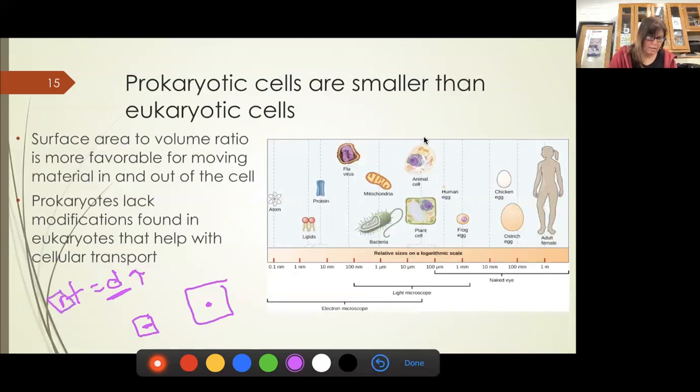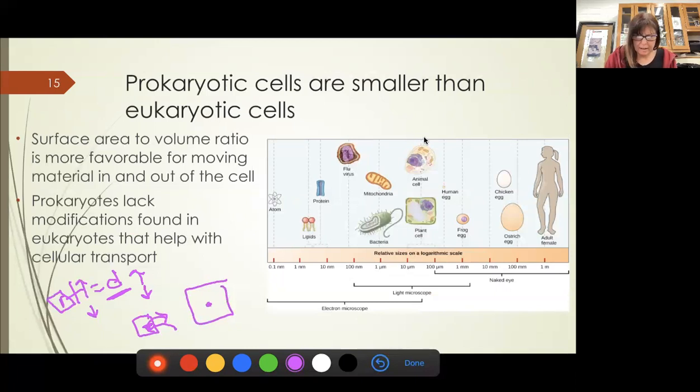So if our distance goes up, our time goes up. If our distance goes down, the time goes down. And so the smaller the cell, the more efficient it can be at getting waste out and nutrients in. And so it's the surface area to volume ratio that limits the size of a cell. Now, multicellular organisms are going to have mechanisms to help with that transport of materials, and we have a whole chapter on that. And that allows those cells to get a little bit bigger.